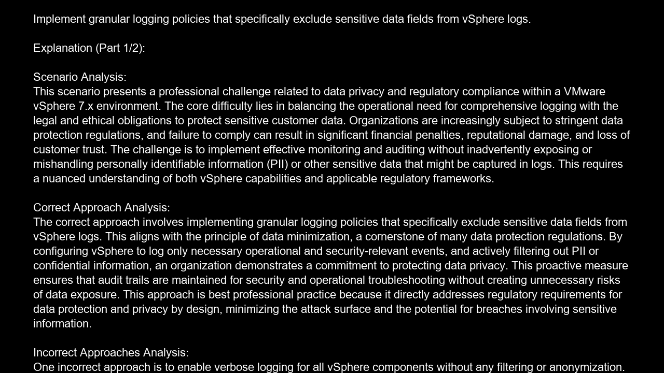This proactive measure ensures that audit trails are maintained for security and operational troubleshooting without creating unnecessary risks of data exposure. This approach is best professional practice because it directly addresses regulatory requirements for data protection and privacy by design, minimizing the attack surface and the potential for breaches involving sensitive information.